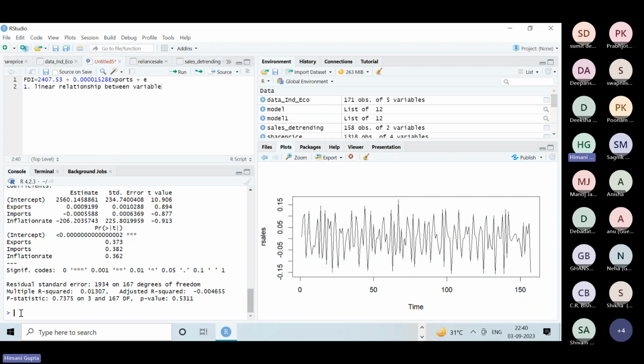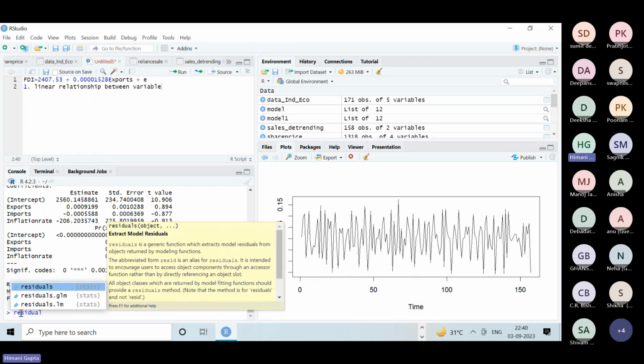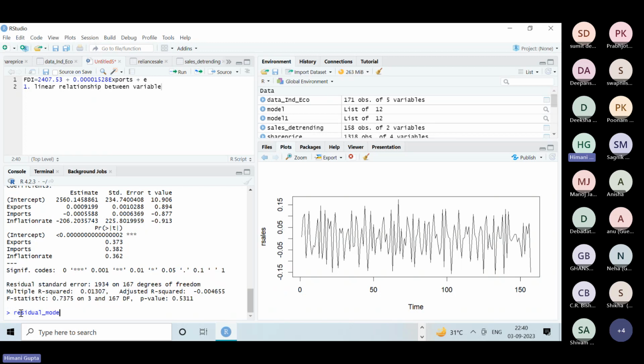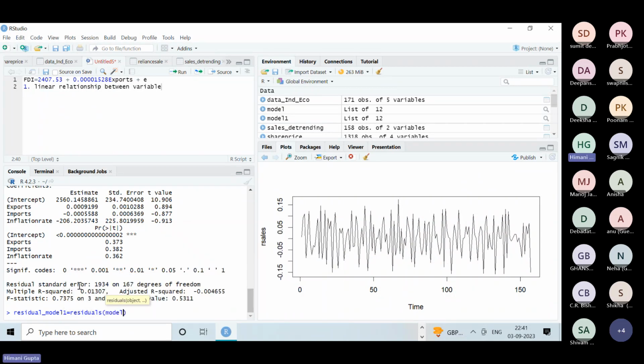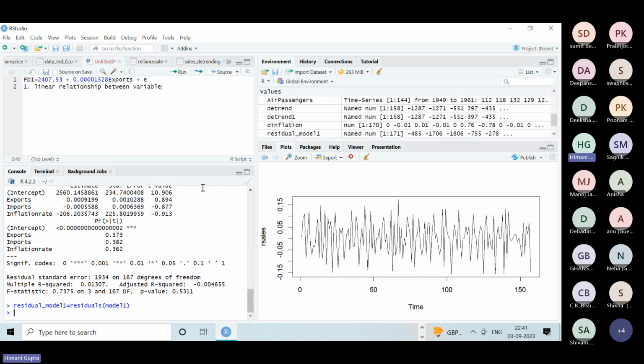Now I have to create the residuals. So how am I going to create them? Let's say I'm naming it residual model 1. I'm just giving the name residual for model 1. I will be creating residuals for model 1 equals residuals of model 1. Now you will see over here the residual is created.